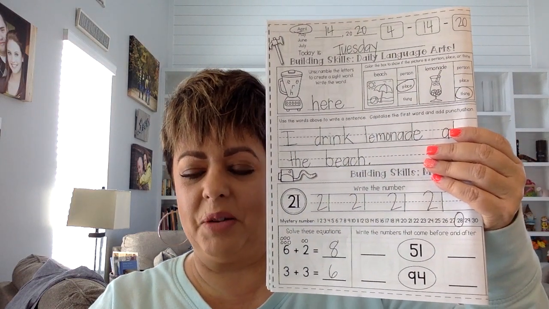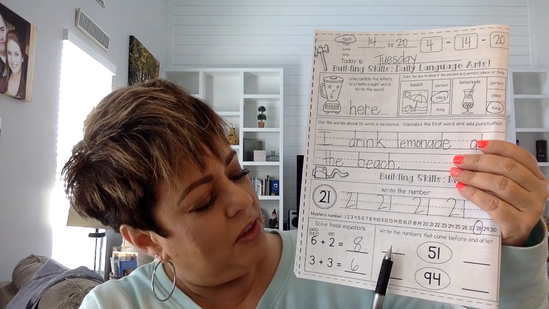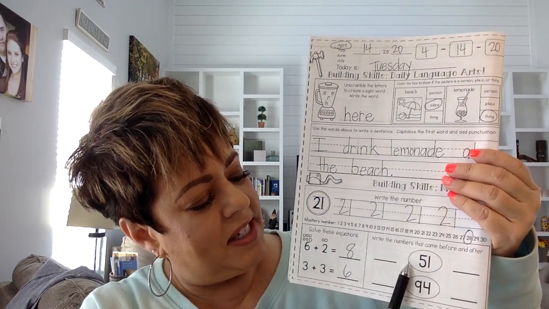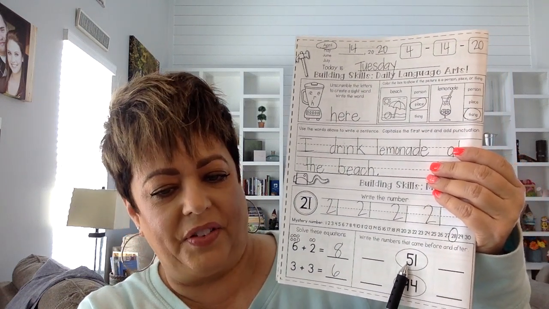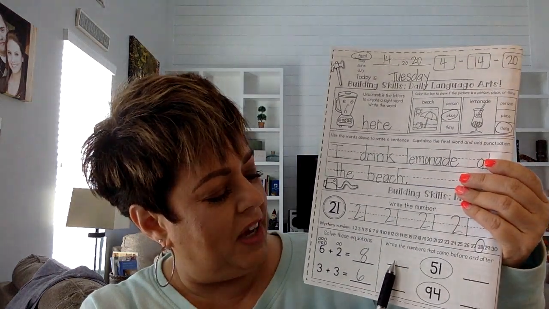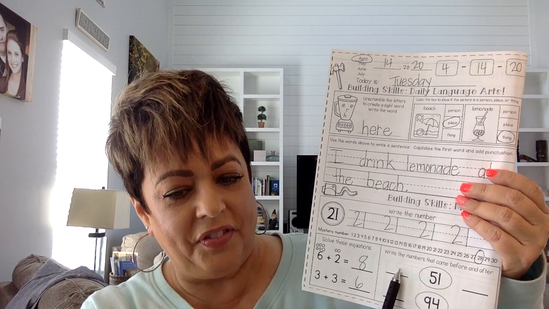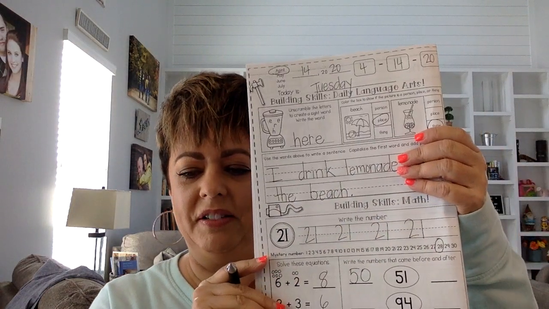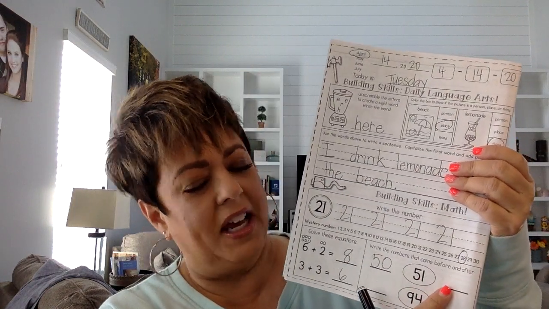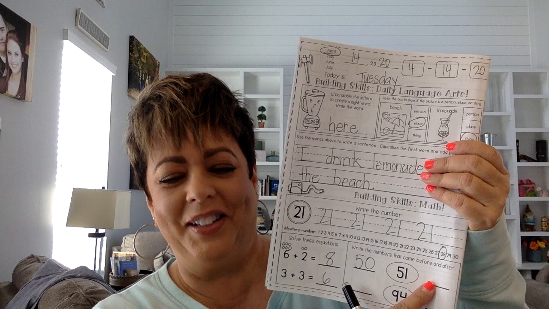Now we're going to look at those numbers and we're going to decide, when I'm counting, what number do I say before I get to 51? When I'm counting, I'll say 49, 50, then I will say 51, and then I will say, you say it, 52.